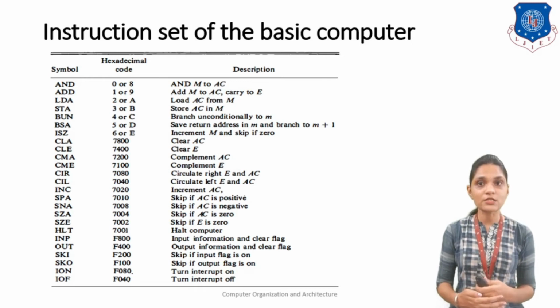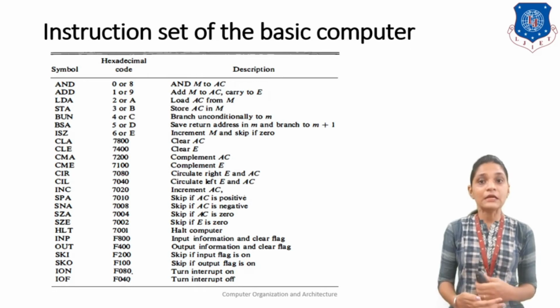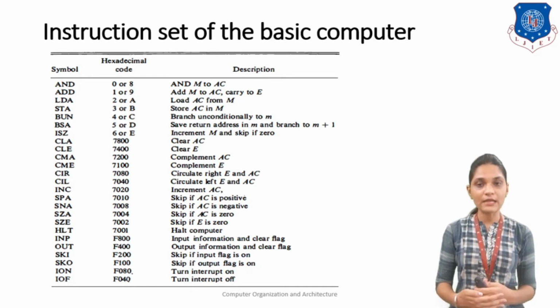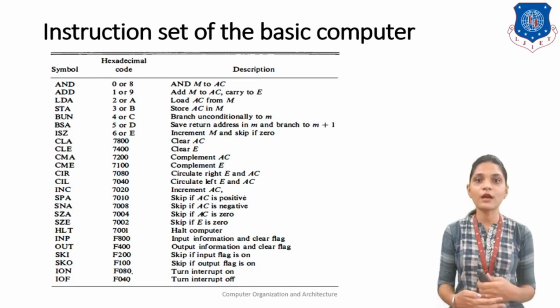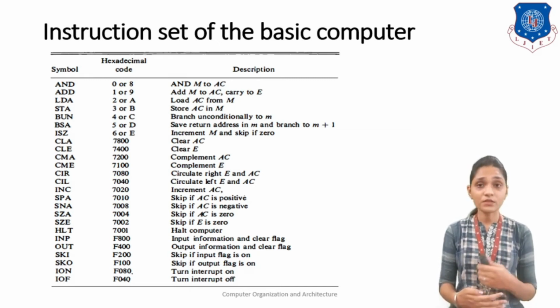The next two instructions are SKI and SKO. These are decision-making instructions depending upon your input and output flag. For example, in the SKI instruction your input flag is going to be checked, and if your input flag is 1, the next instruction is going to be skipped. In SKO, your next instruction is skipped if your output flag is on.